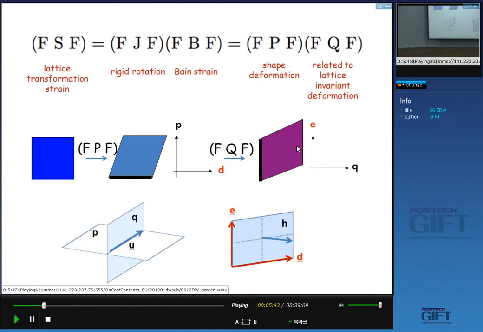So from now on, I'd like to write down the shape deformation. On the shape deformation, the direction of the displacement is d, and the plane normal is p. Actually, this is not the correct form, but for simplicity. And secondly, for the invariant plane strain, the direction is e, and the plane normal of the invariant plane is q.